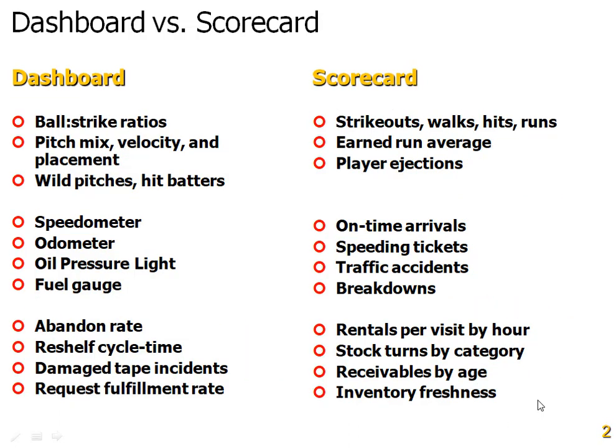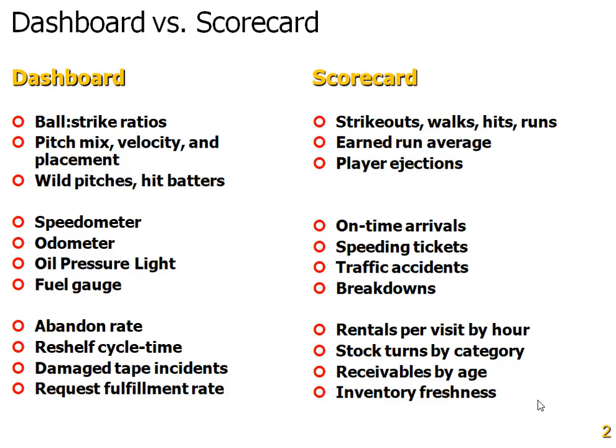So if I just look at some quick examples of dashboards versus scorecards, we could look at the dashboard for baseball. The umpire is calling balls and strikes, and it matters to a batter what the balls and strikes are. The pitchers care about their pitch mix and velocity and placement, and how many wild pitches they have thrown, and how many batters they have hit. On the scorecard, we look at the runs and hits and the walks, the errors, the earned run averages, how many players have been ejected.